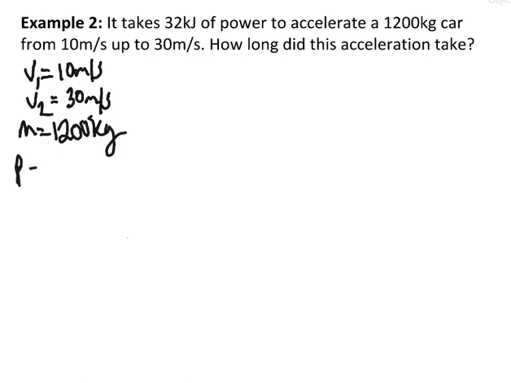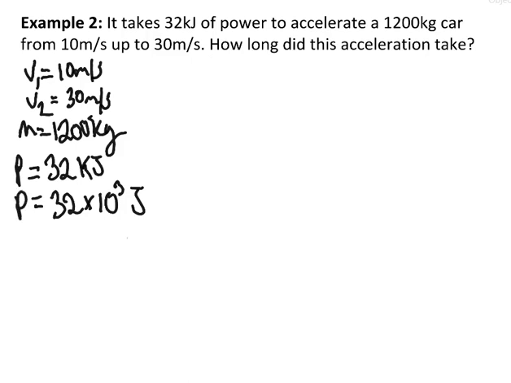We know the power that it takes to make this acceleration happen. It's 32 kilojoules. So right away you want to notice that is not an SI unit. So we need to convert that. A kilojoule is times 10 to the 3. So the easiest way to convert this is just take out the k and replace it with 10 to the 3. And then you'll have SI units there for power. And what we're trying to solve for is time. How long did it take?